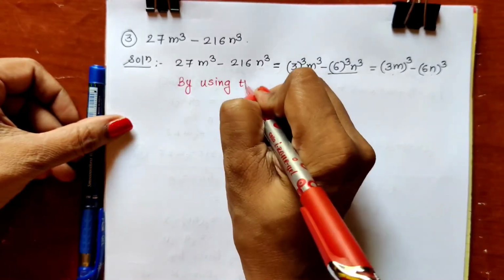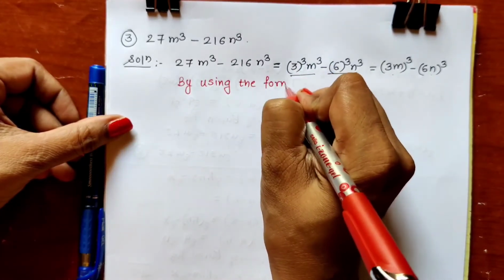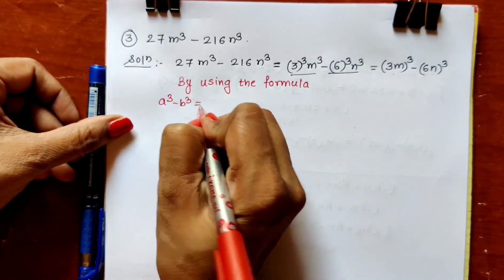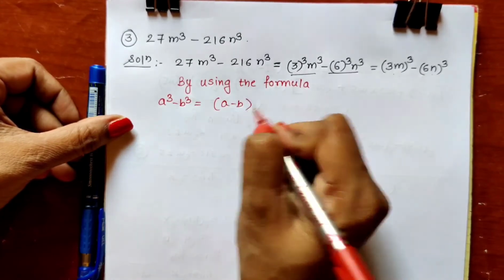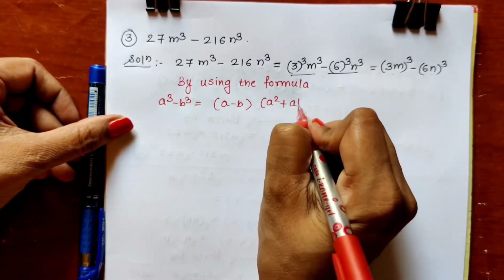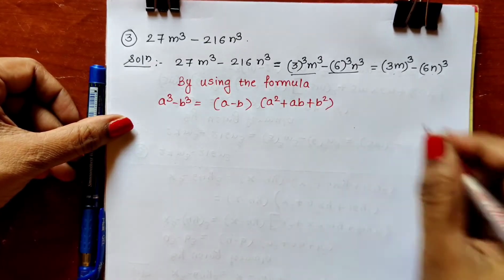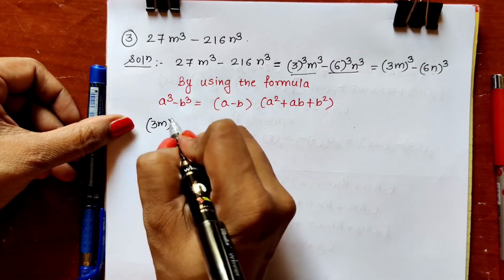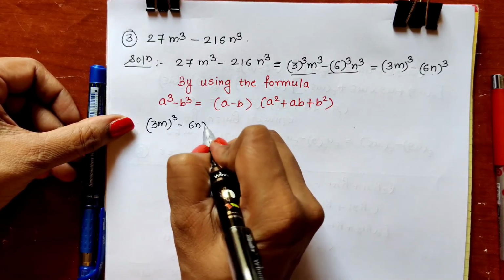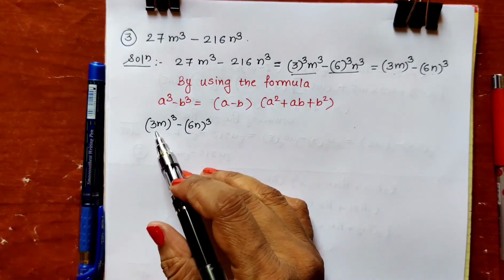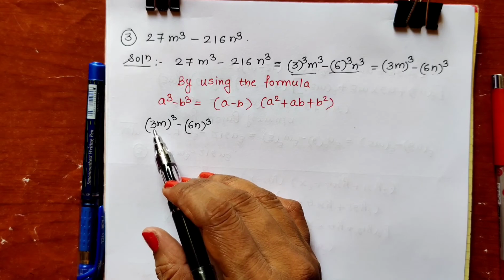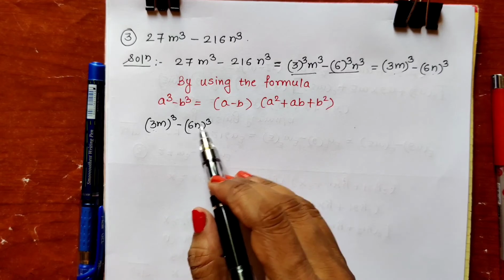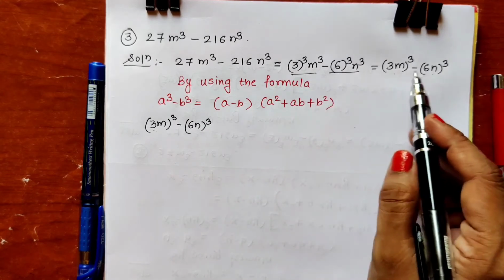So we can apply the formula now. Let us write the formula: a cube minus b cube is equal to a minus b in the first bracket, a square plus ab plus b square in the second bracket. Now we will be writing this: (3m) whole cube minus (6n) whole cube. You all know why we write it inside the bracket. It means the cube is there on 3 also, and on m also. The cube is there on 6 also, and on n also. We have written it combined.